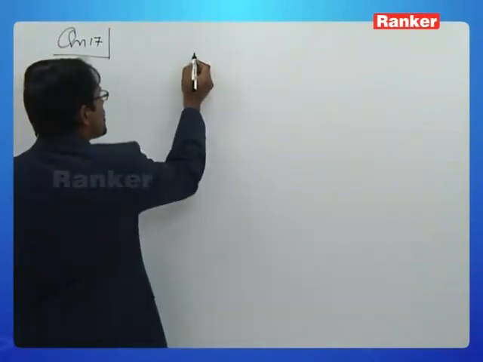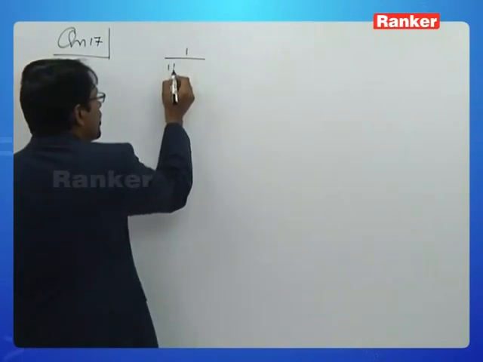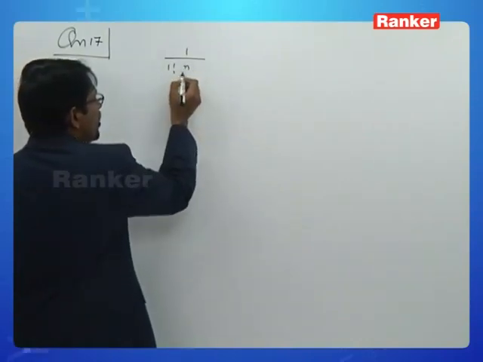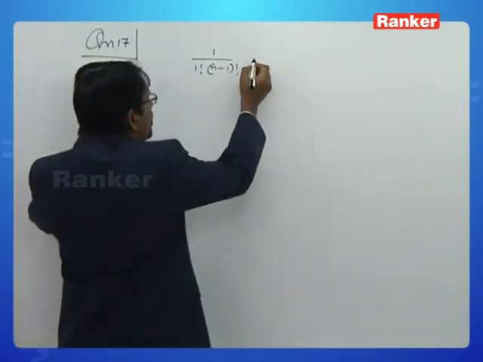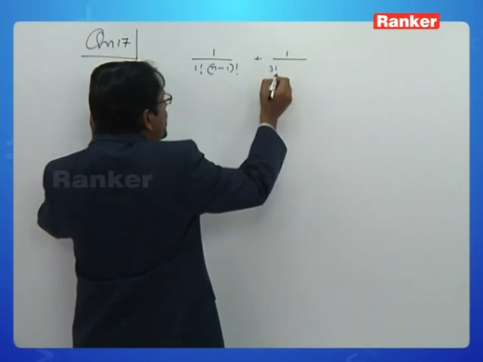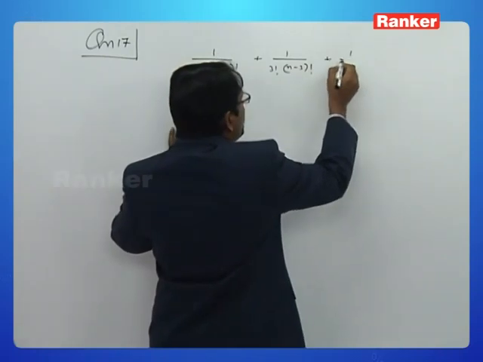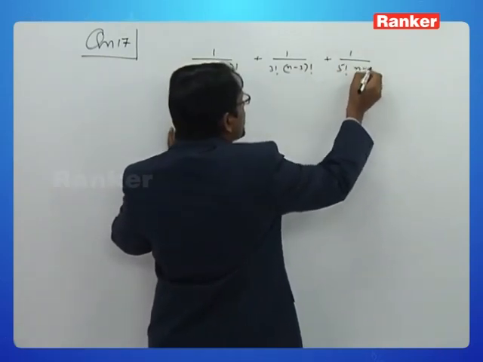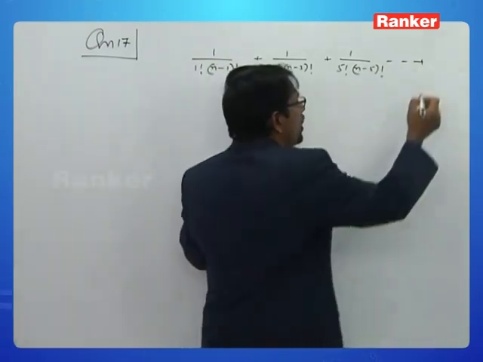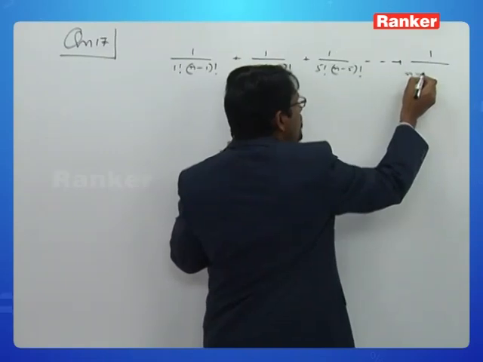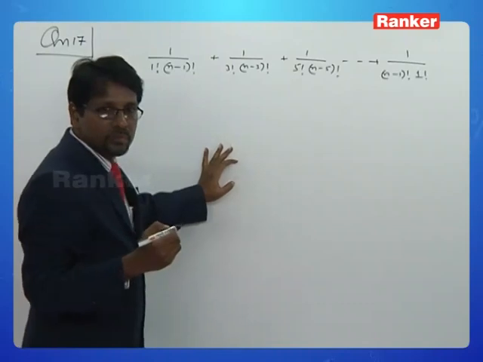Third option, 2 power of n minus 1 by n factorial. Fourth option, 2 power of n minus 1 by n minus 1 factorial. Now, observe that we can read the first term as 1 by 1 factorial into n minus 1 factorial, plus 1 by 3 factorial into n minus 3 factorial, 1 by 5 factorial into n minus 5 factorial, so on and so forth, 1 by n minus 1 factorial into 1 factorial.